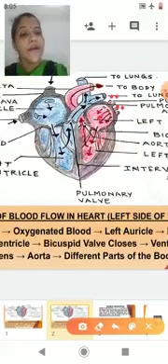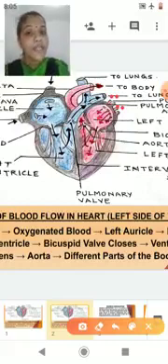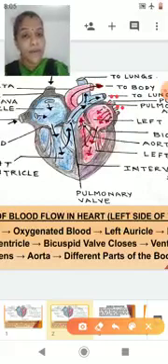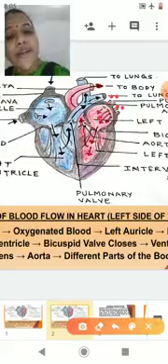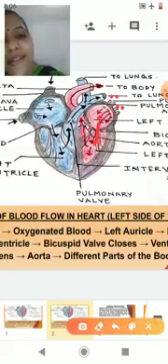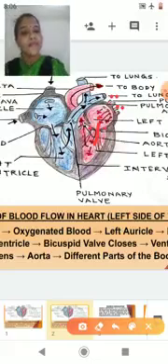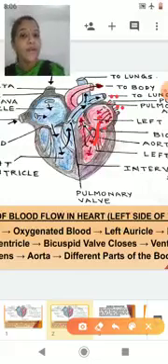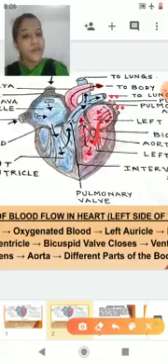So the pulmonary vein opens into the left auricle. So the left auricle contains what type of blood? Pure blood. Pure blood from the left auricle will enter into the left ventricle. When, which valve will open? The bicuspid valve will open. The bicuspid valve is also called by the name mitral valve. Bicuspid valve or mitral valve.